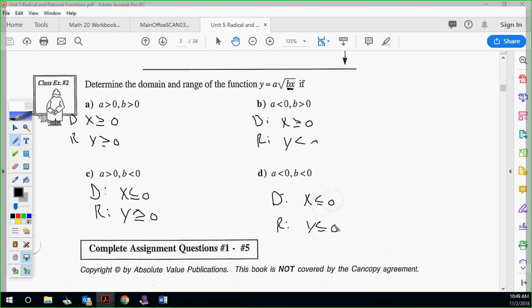Okay, any questions on that? That's all for this one. All right, I'll save it real quick.